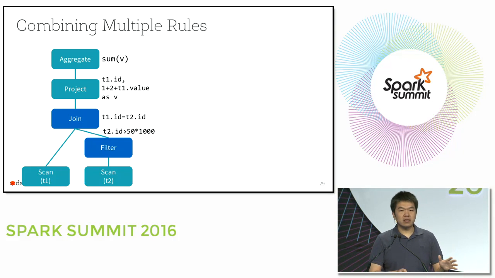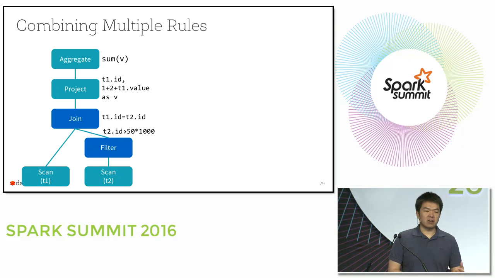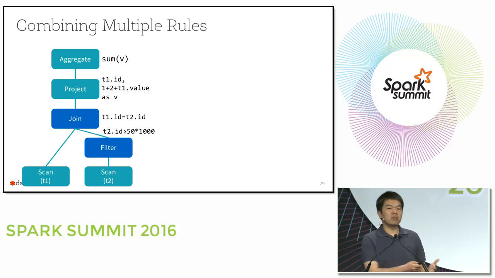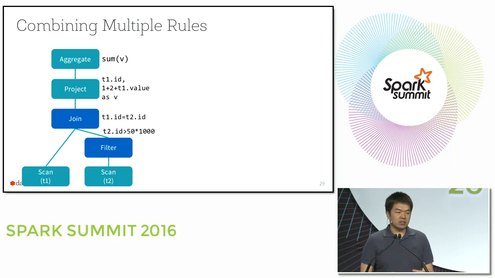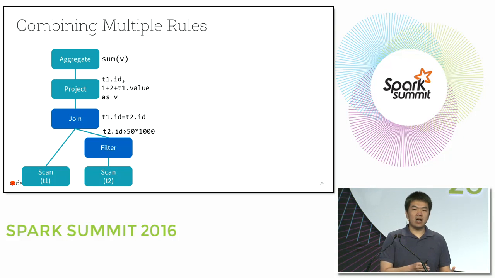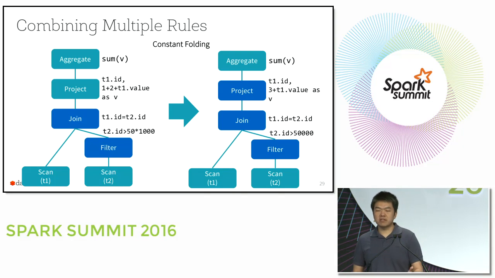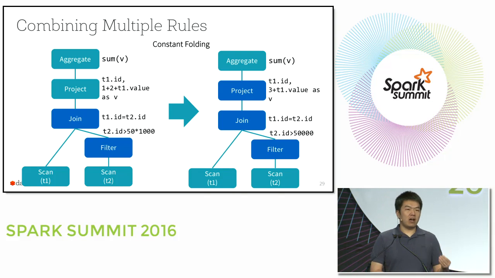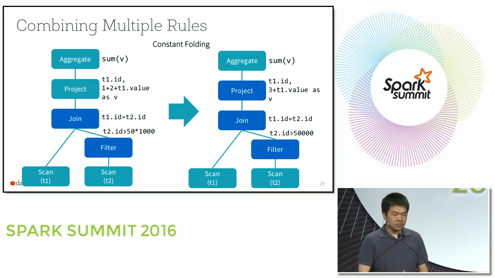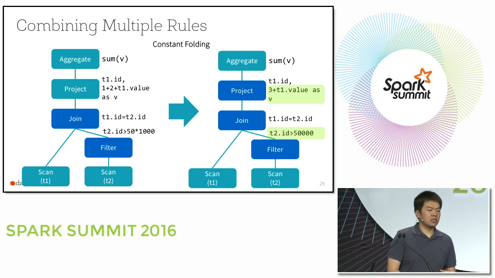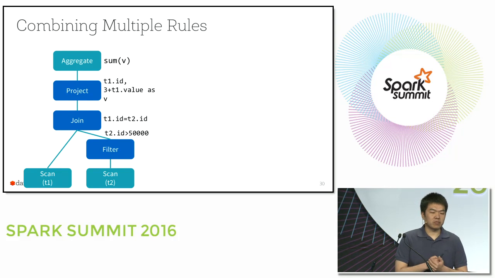Looking at the query plan tree again, you find there are some expressions that use constant values. For example, we have 1 plus 2, and we also have 50 times 1,000. So how about we evaluate those at compilation time instead of evaluating them at runtime for every row? So now we trigger a constant folding rule that will evaluate 1 plus 2, and it will also evaluate 50 times 1,000. After the constant folding, this is the query plan tree.